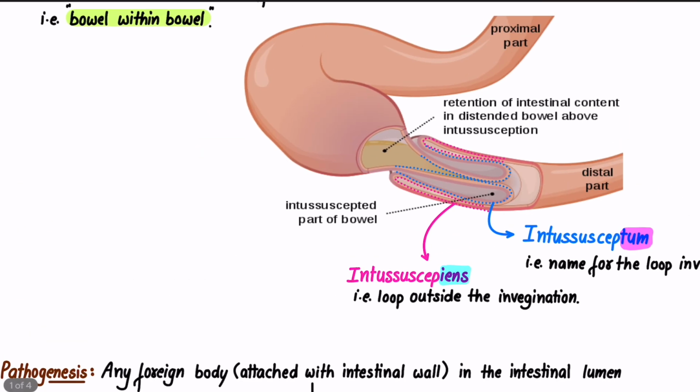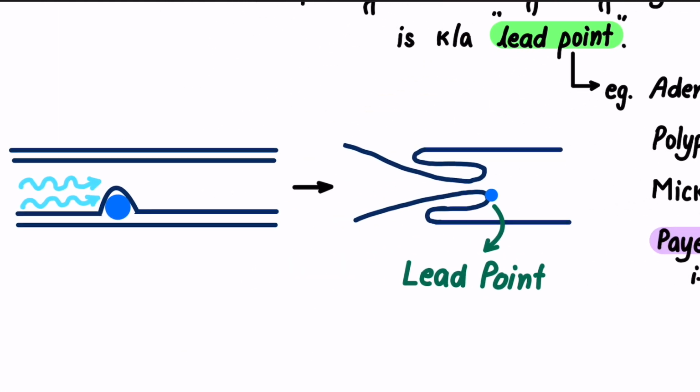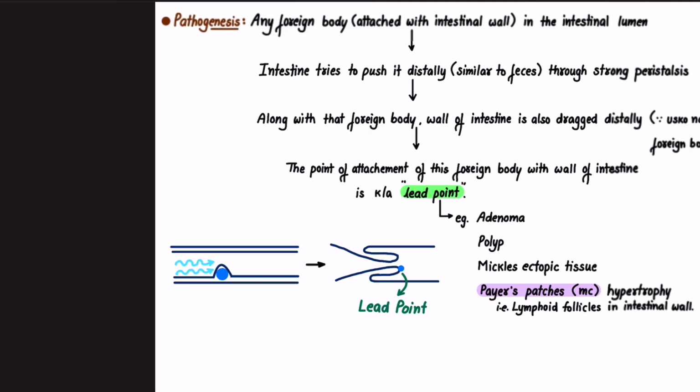So, for example, here was a foreign body. It will be clearer in this figure, where a foreign body is trapped or attached within the wall of the intestine. When this foreign body is acted on by peristalsis, along with this foreign body, the wall of the intestine will also get dragged inside, towards the distal part. So this will lead to intussusception.